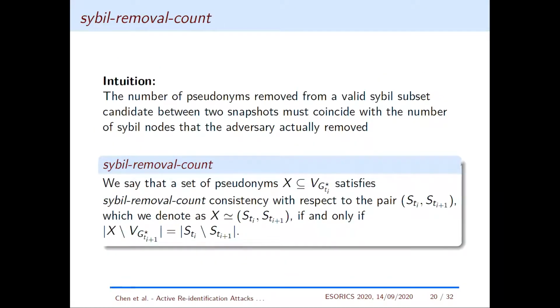For the Sybil removal count temporal consistency constraint, what we check is that in a set of pseudonyms that we consider as candidates, the number of deletions, the number of pseudonyms that cease to exist from one snapshot to the next, must be the same as the number of Sybils that the adversary voluntarily removed from the graph for the match to be valid.